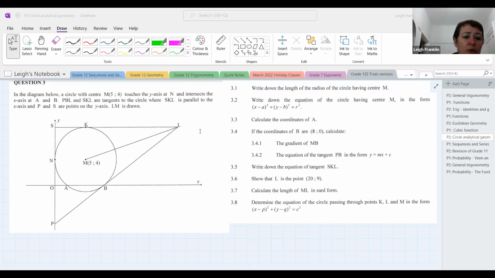The other thing that I noticed that we've also got with this question is tangents from the same point. So LK and LB will be equal to one another as well. We may need that in the question.